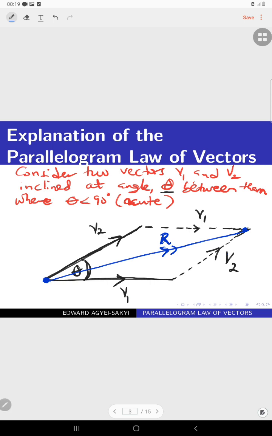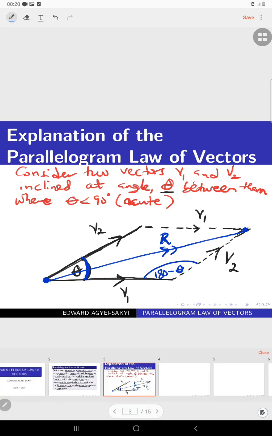There is one important thing you should also know. One property of a parallelogram is that the adjacent angles, the angle here and the angle here, are supplementary; they add up to 180. So if you add the angle here and the angle here, you get 180 degrees. So of course, if this is theta, then this angle will give me 180 minus theta. I hope it's clear.